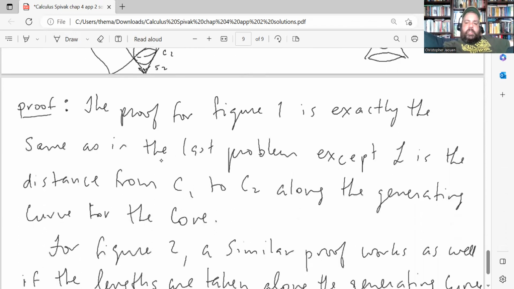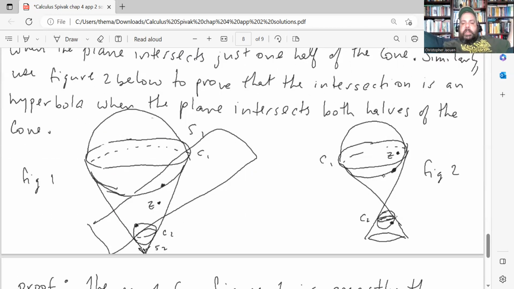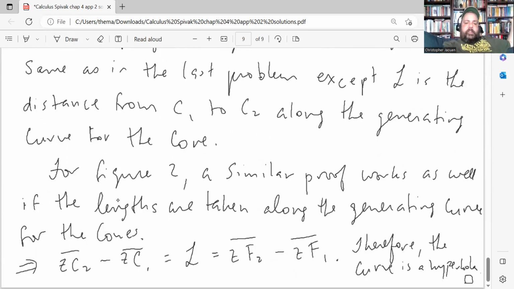For figure 2, it's also the same proof, but it's a little more complicated because the plane is vertical, so you have two halves of the cone. But again, if you take the lengths to be along the generating curves for the cones, then you could see that ZC2 minus ZC1 is always constant, and that's equal to ZF2 minus ZF1 by the same geometry from question 2. Therefore, the curve is a hyperbola, right? Because you get the conditions for a hyperbola that has foci F2 and F1, and that's it. That's basically the 3 questions from the section from chapter 4, appendix 2.